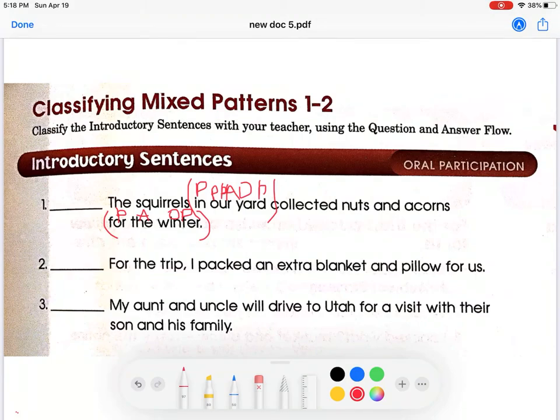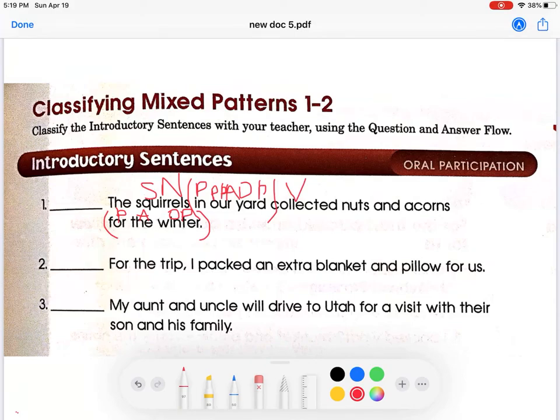So now we'll start with finding our subject noun. What we have left is the squirrels collected nuts and acorns. So who is the sentence about, or what is the sentence about? Squirrels. Subject noun, SN. Now we'll say what's being said about the squirrels. The squirrels collected. That is our verb, V.